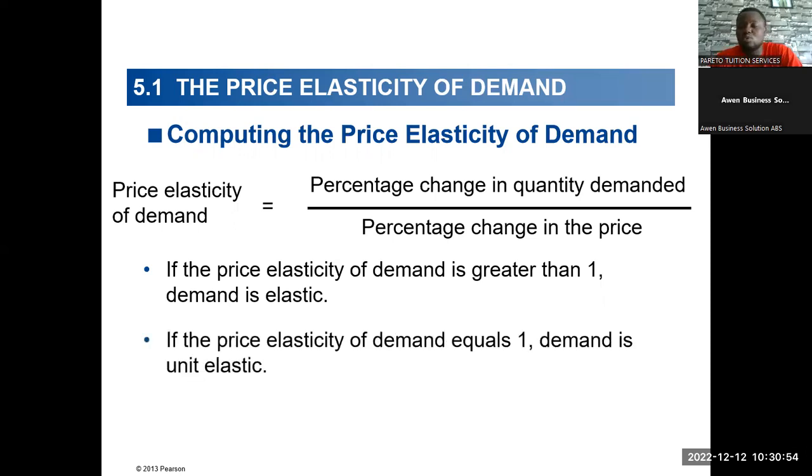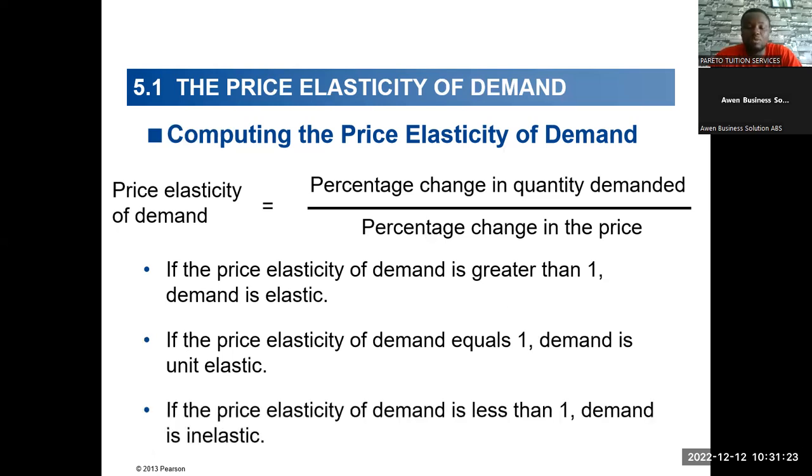If it's exactly equal to 1, demand is unit elastic. Unit elastic means that percentage change in quantity will be the same as percentage change in price. Now, mathematically, a ratio can be 1 if and only if the numerator is the same as the denominator. Are we together? So the percentage change in quantity should be exactly the same as the percentage change in price before we can get 1. So that is unit elastic.